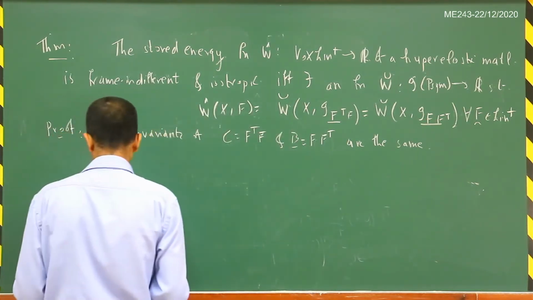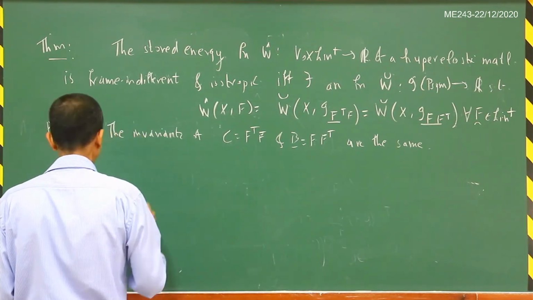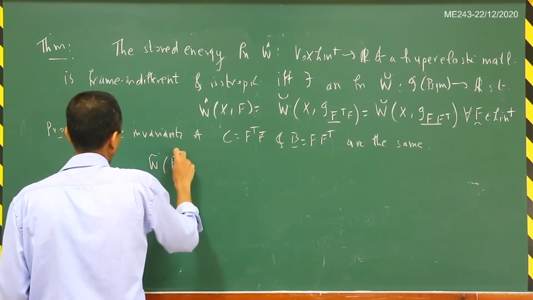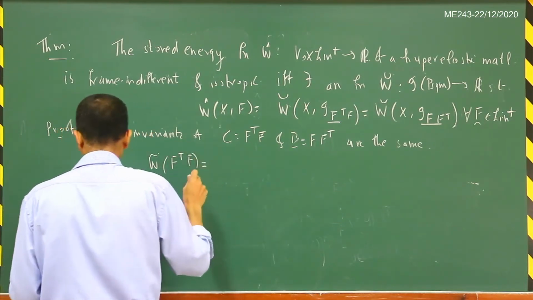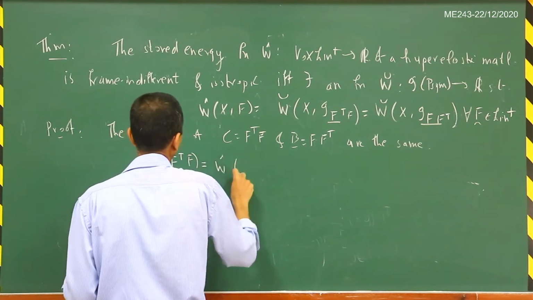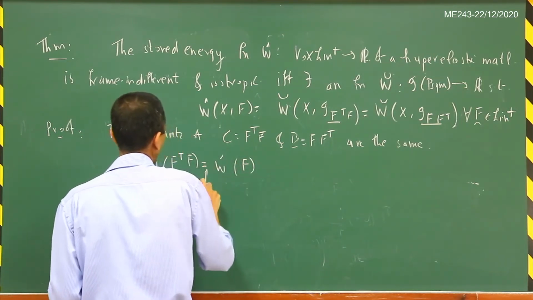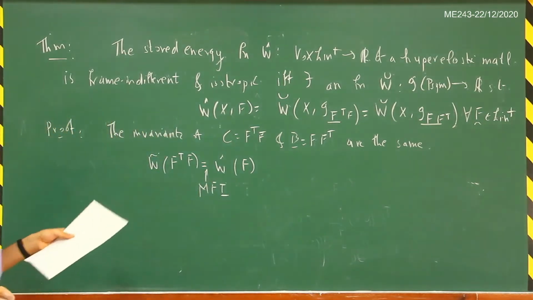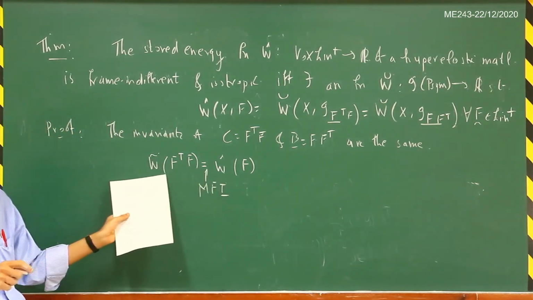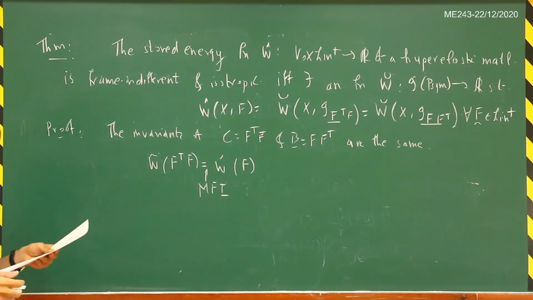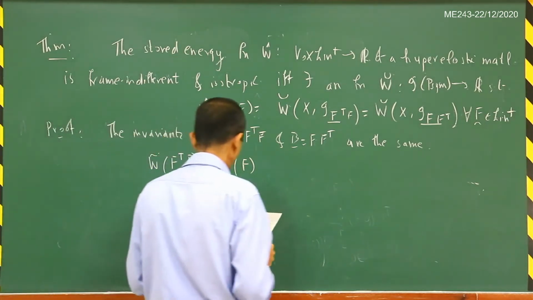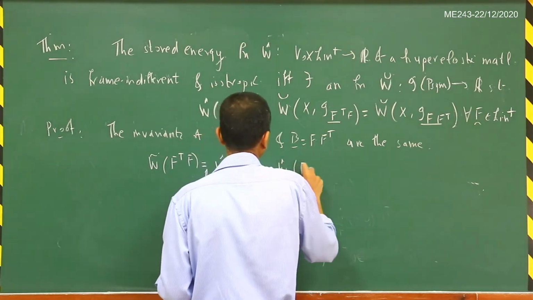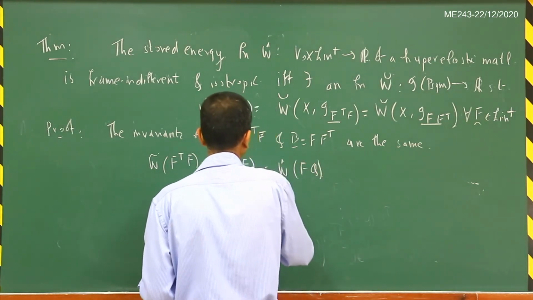Fine. So then we have now that W tilde of F transpose F is equal to W hat of F. Right? So this is MFI. We have already shown that the dependence on F goes to a dependence on C. Correct? So that is just MFI. And this here is equal to W hat of F times Q. So this is now isotropy.